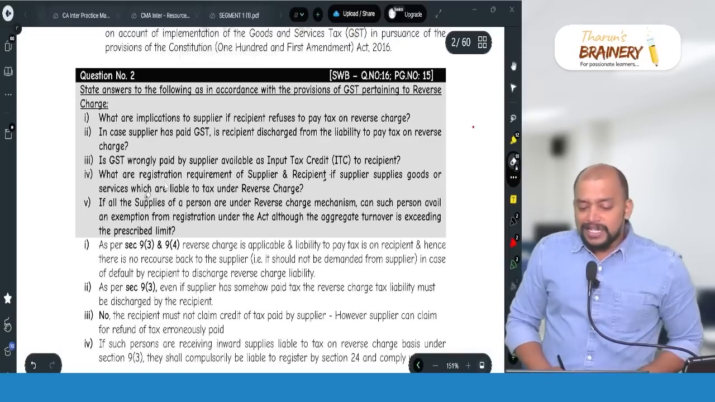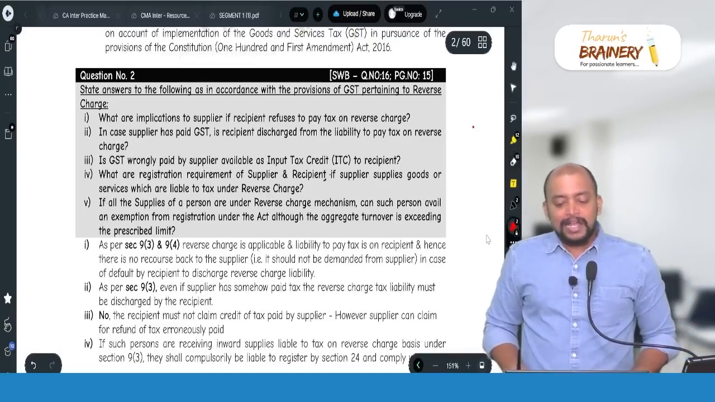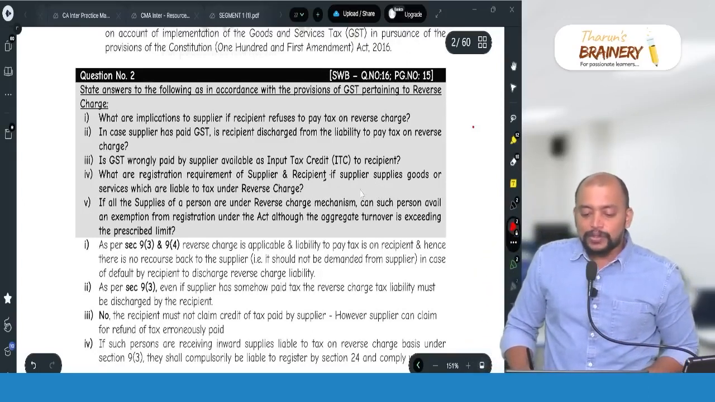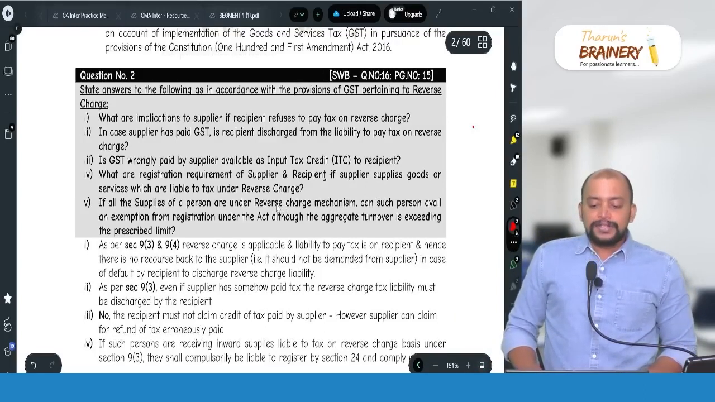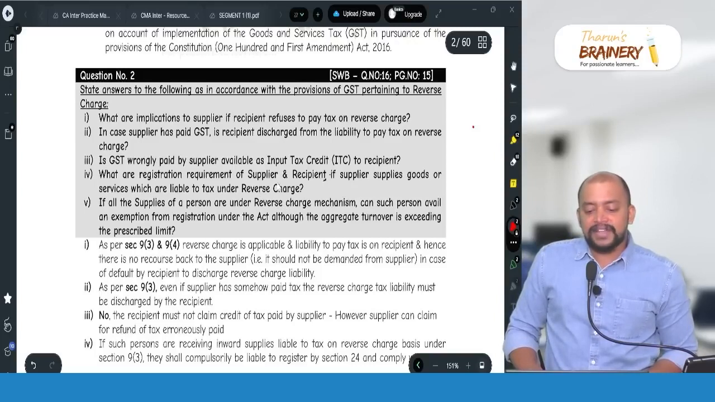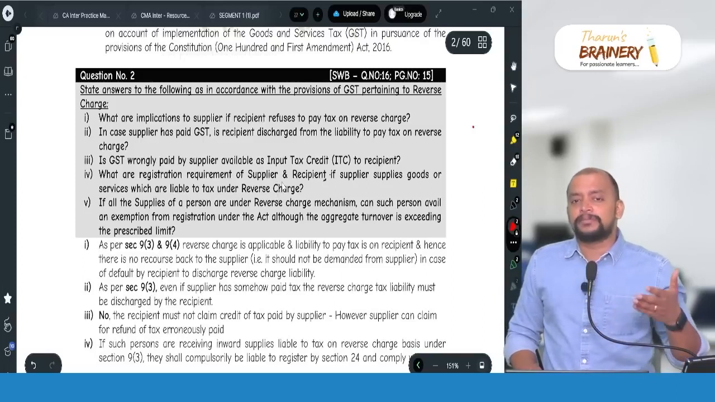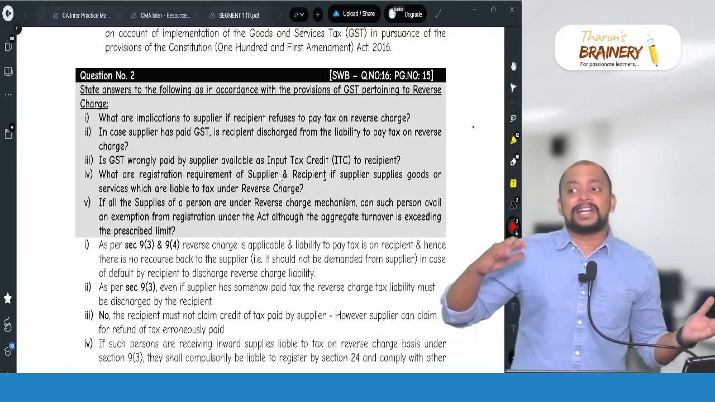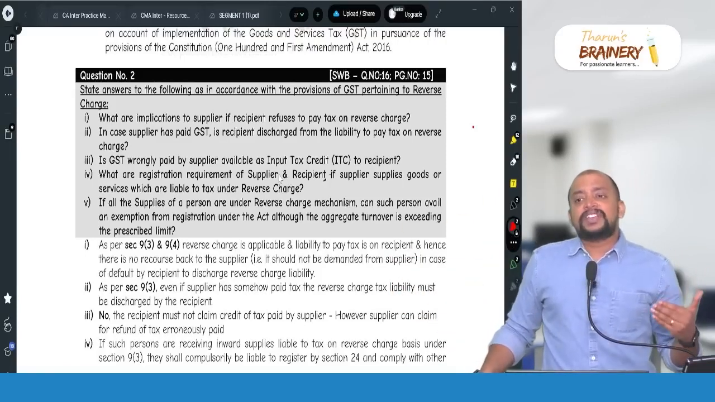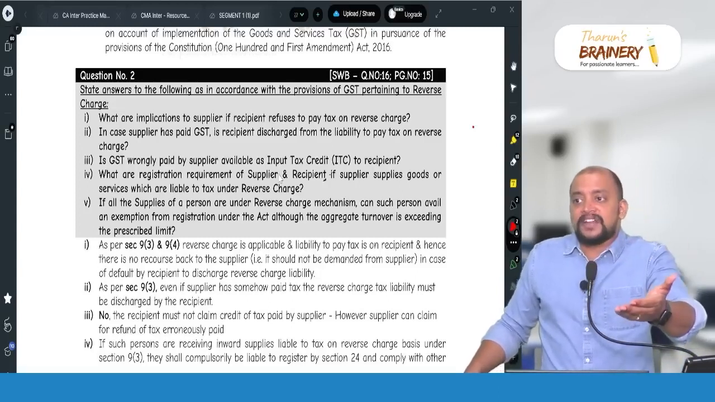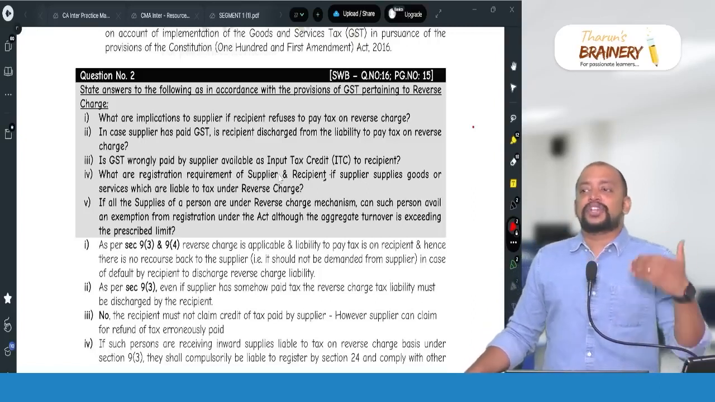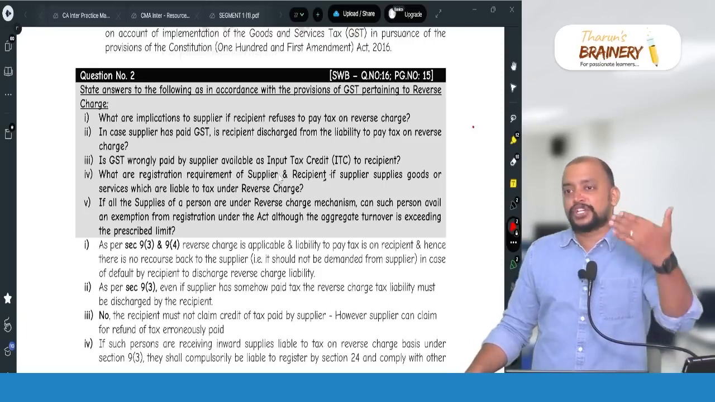Then, what are the registration requirements of supplier and recipient if supplier supplies goods or services which are liable to tax under reverse charge? So, supplier is not having any registration requirement. They are perhaps exempted from registration under section 23 if all their outward supplies are covered under RCM. However, if their outward supplies are partly taxable under FCM and partly taxable under RCM, then they need to register under section 22 as and when their aggregate turnover exceeds threshold limit.